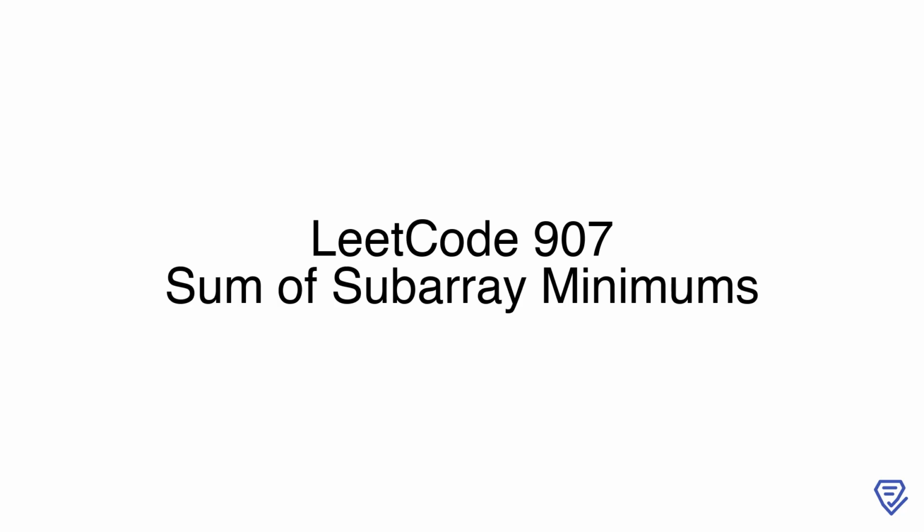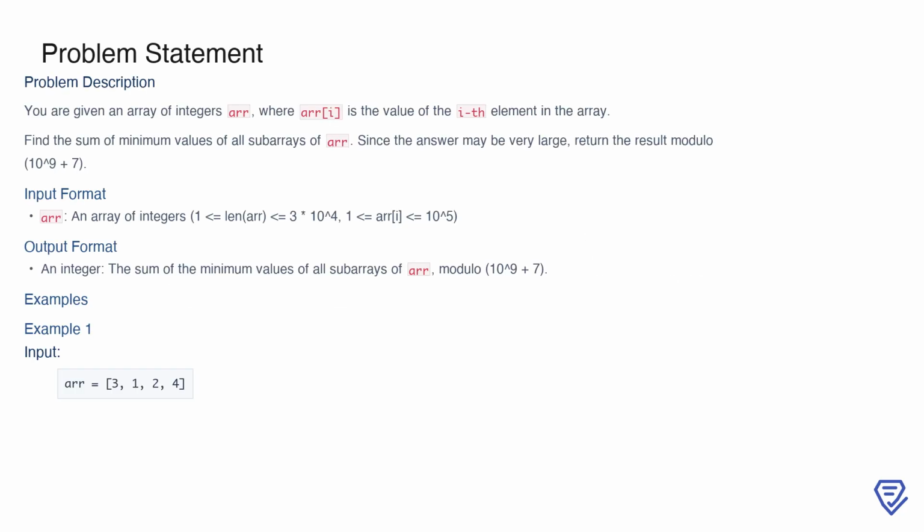Let's get started. In this problem, you are given an array of integers, where each element in the array represents a specific value. Your task is to calculate the sum of the minimum values of all possible subarrays of this array. Because the result could be extremely large, you are required to return the sum modulo 10 to the power of 9 plus 7, which ensures the output remains manageable.